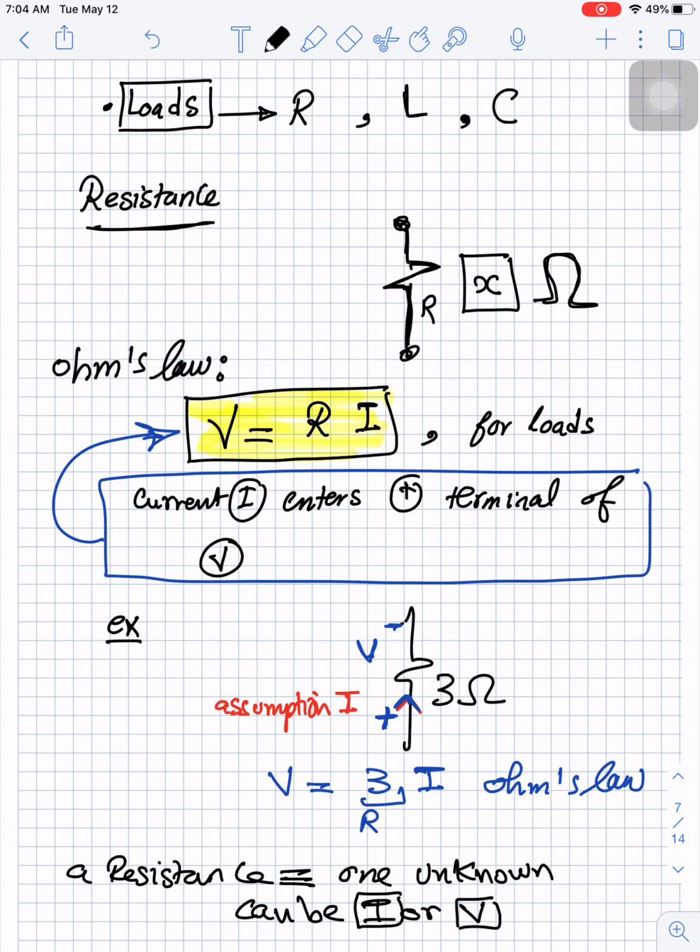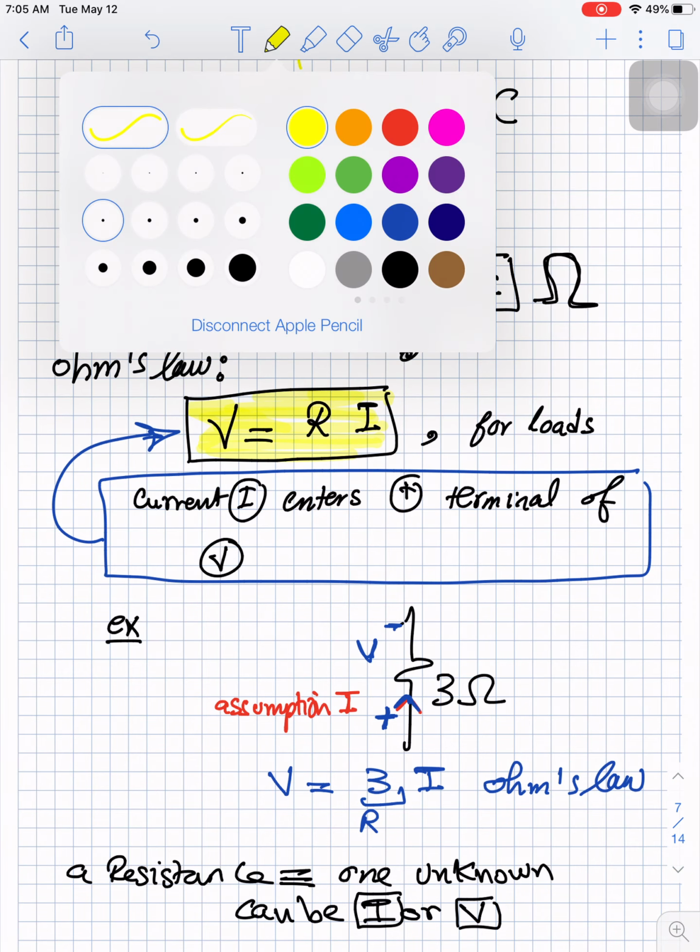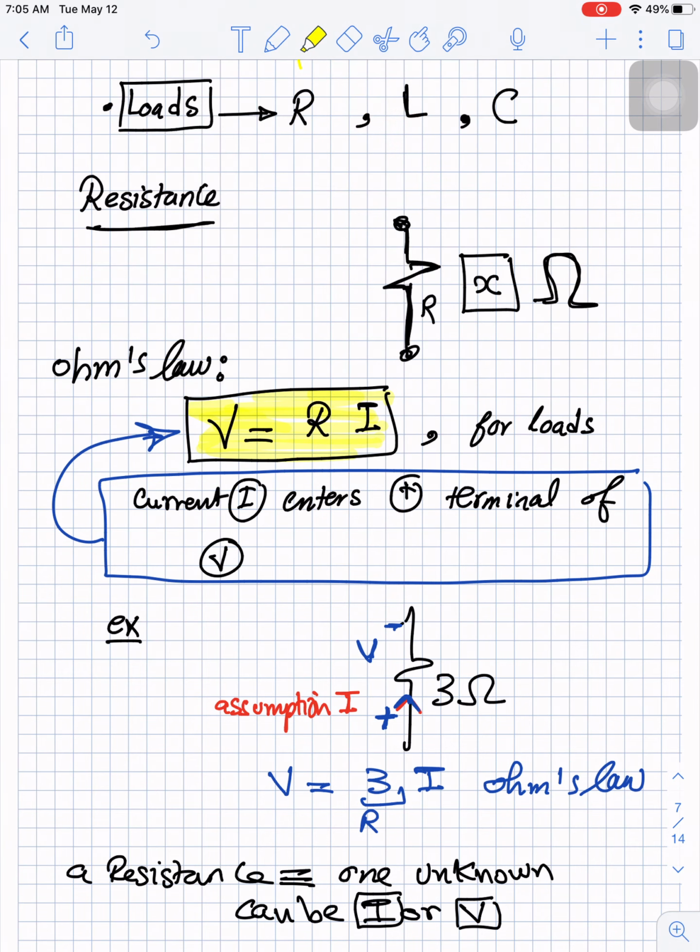So to summarize, whenever you see an element called a resistance, and this is how the resistance is shown in the circuit, you know that there is an unknown here. I need to find this unknown. What is this unknown? The current or the voltage. How you assume it is a totally free choice. Choose the current going up or down, the voltage positive or negative, anywhere.